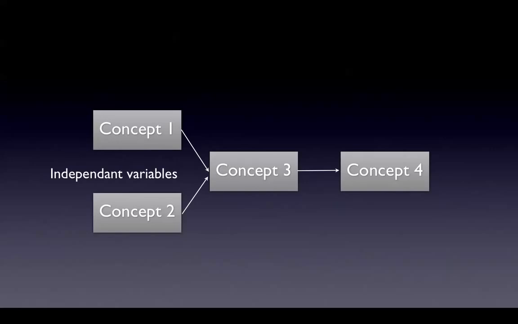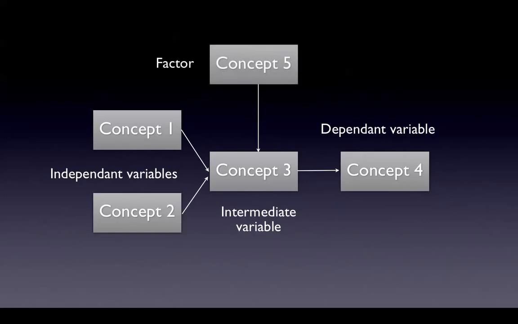So my concept 3 becomes motivation, my concept 4 becomes learning. The learning becomes my final dependent variable, whereas the motivation becomes an intermediate variable, a variable that has a direct impact on my dependent variable, but is also directly impacted by the other two, which may not have direct impact on learning.